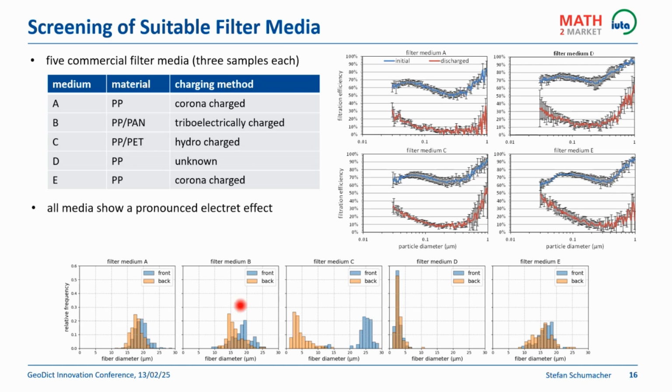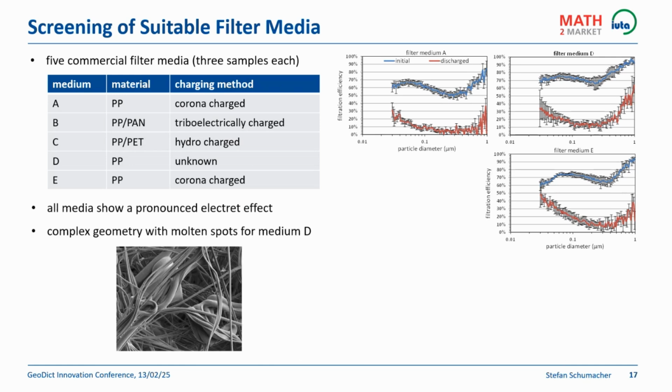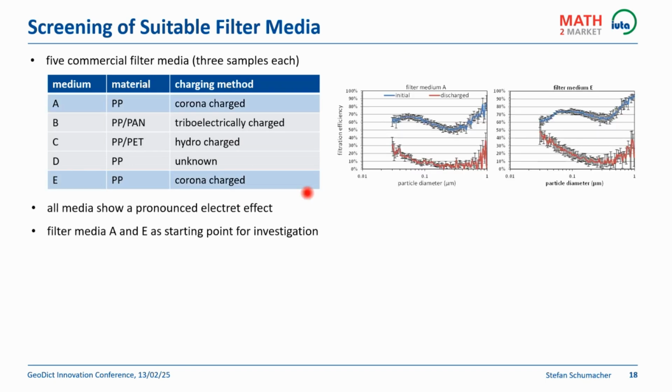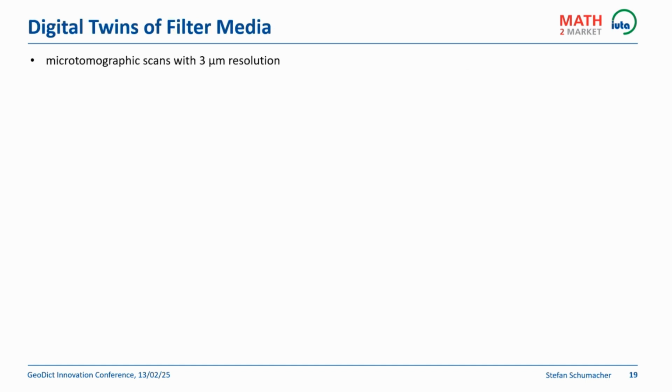Then we did SEM of the filter media and looked at the fiber diameter distributions. And here for filter medium C, you see obviously it consists of 2 completely different layers, which is basically not a problem for GeoDict, but it's numerically a bit more complex because you have different size scales. So we excluded this one also from the beginning. And finally, we saw that for this filter medium D, it has a very complex structure. So you have these molten spots and combined fibers. So that's also not our favorite thing we want to look at in the beginning. So we started with these filter media A and E to do our evaluation.